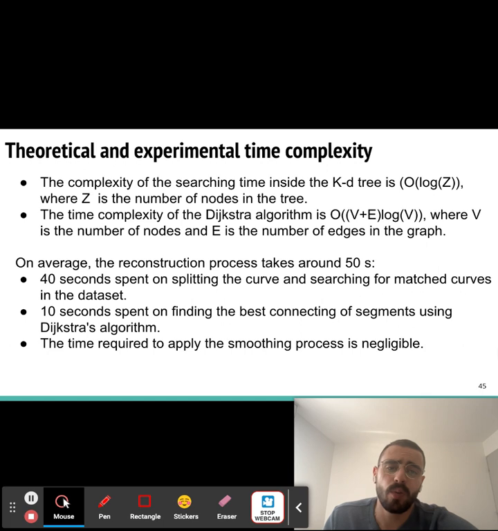Finally, the time required for each reconstruction varies depending on the length of the curve and the number of segments used to split it. On average, the reconstruction process takes around 50 seconds, with approximately 40 seconds spent on splitting the curve and searching for the matched curve, and 10 seconds spent on finding the best connection of the segments.